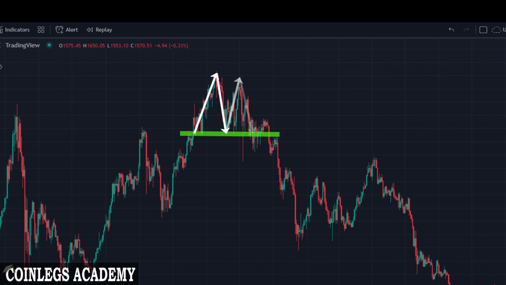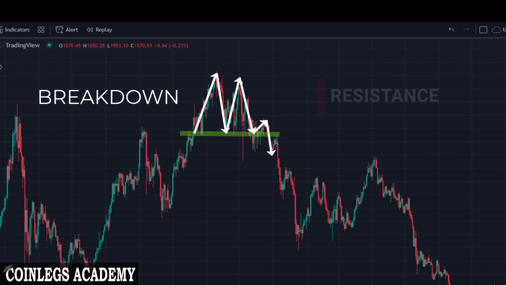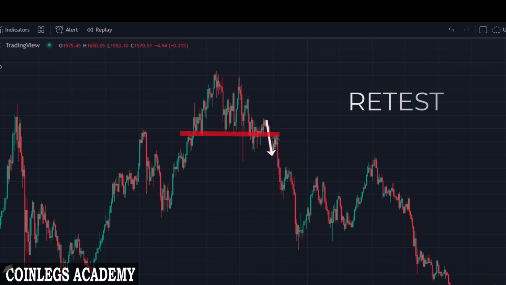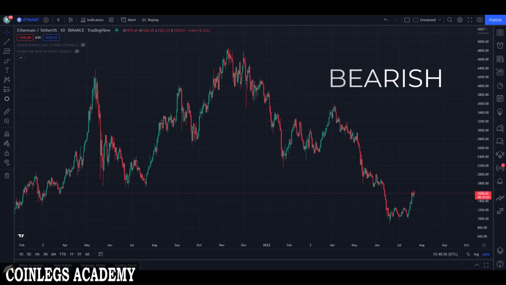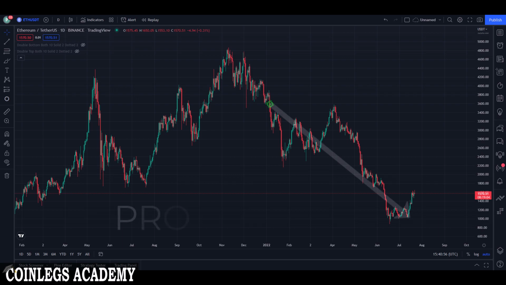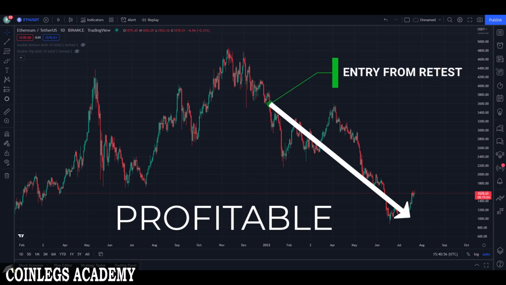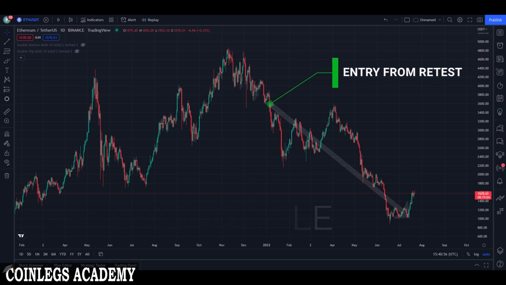And also after the double top, price breaks down this support level, making it a resistance, and taking a good retest to resistance. After all of these bearish signs, if you take a short position, you can see it's a hugely profitable trade.